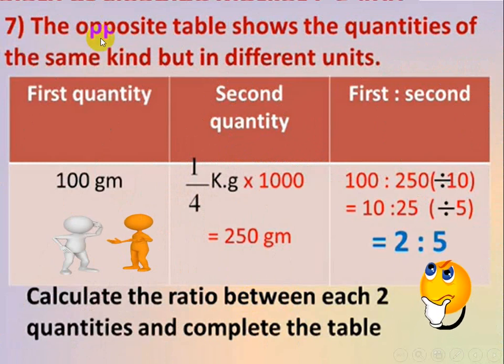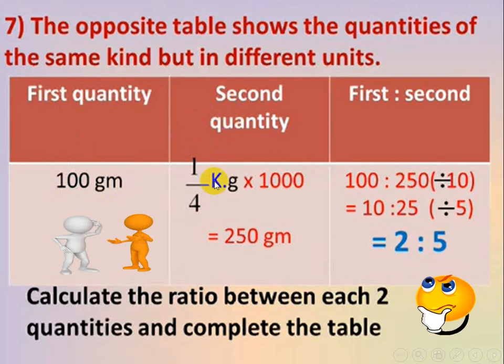Question 7. The opposite table shows quantities of the same kind but in different units. First quantity, 100 grams. Second quantity, quarter kilogram. I can't find the ratio between two different units, as we said before. So we'll convert the quarter kilogram. 1 kilogram equals 1000 grams. So a quarter kilogram, quarter times 1000, will be 250 grams. So the ratio between the first terms is 100 to 250.